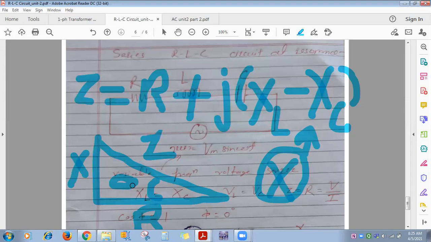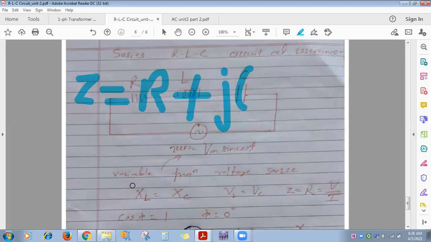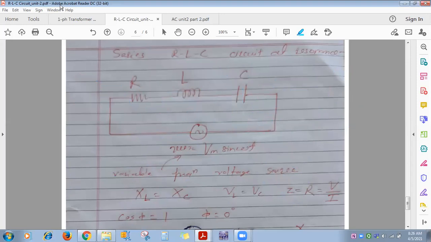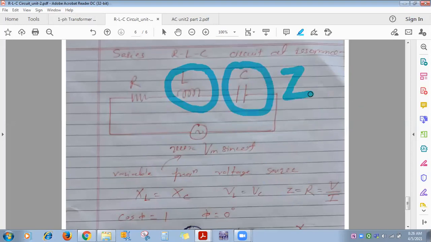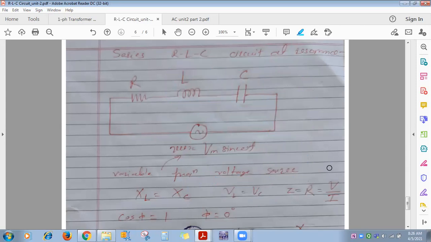What this means is, whenever the supply frequency changes, if it is an AC source and its frequency is changing, XL changes, XC changes. As XL and XC are changing, Z also changes. As Z is changing, current also changes. And cos phi, which is equal to R by Z, also changes. And phi also will change. And as current is changing, the nature of power factor also changes, lagging, leading. Got the thing? Now, we'll plot it all graphically, and there is no effect on resistance.